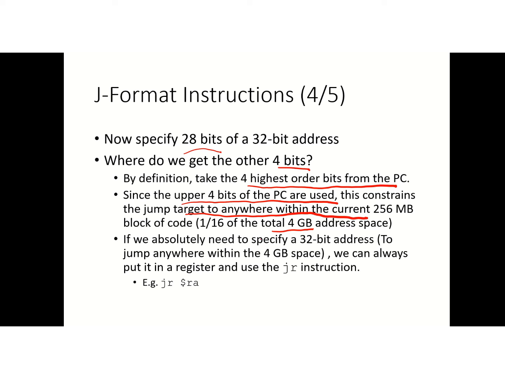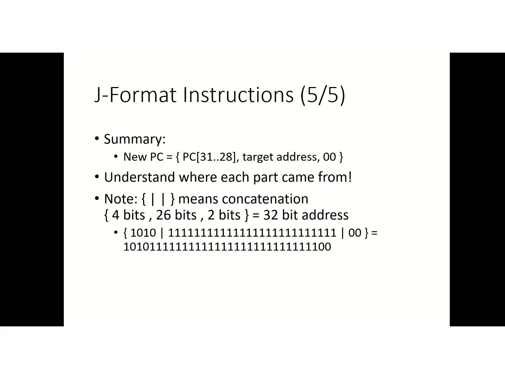If we absolutely need to specify a 32-bit address to jump anywhere within the 4 gigabytes, then we can always put it in a register and use the JR command instead of a jump command. If you use JR, the content inside the register can be an address, so that it can jump to that address stored inside the register.